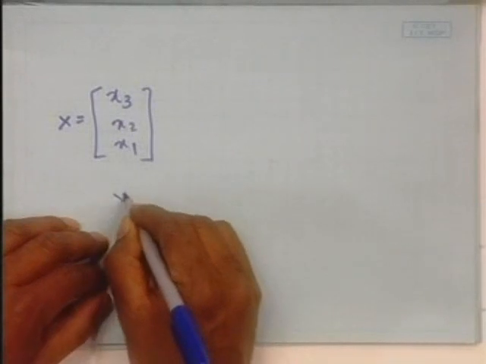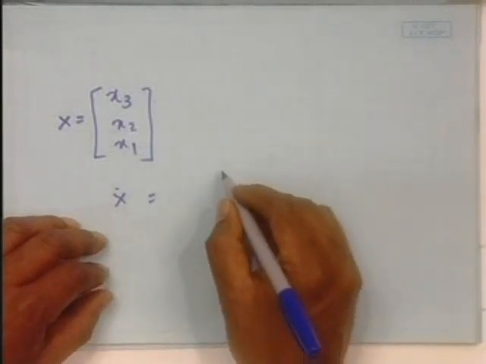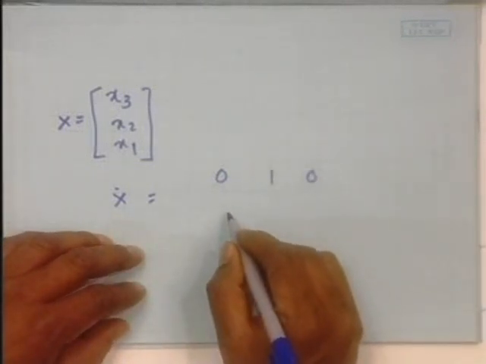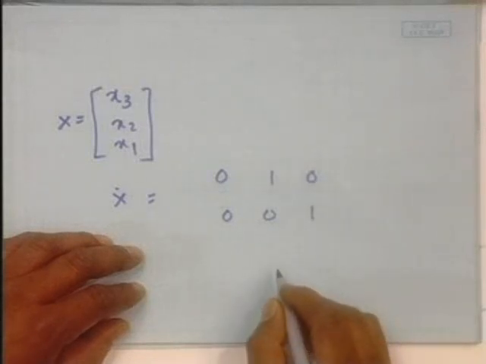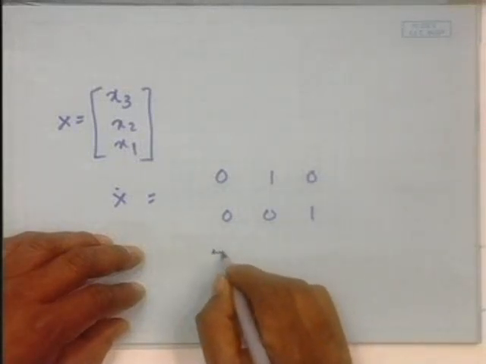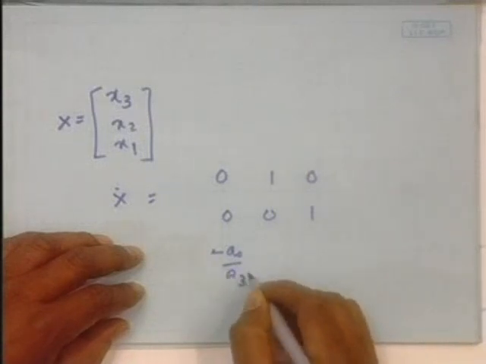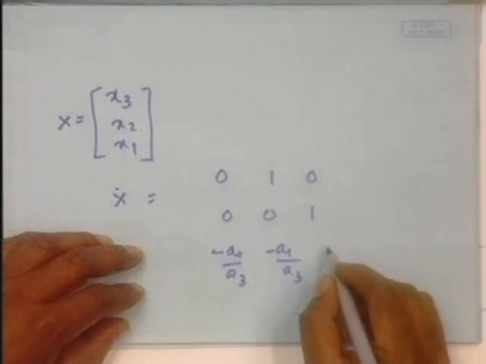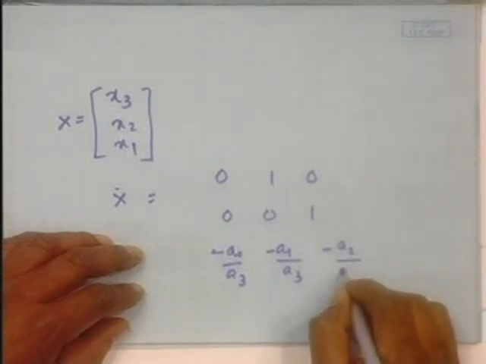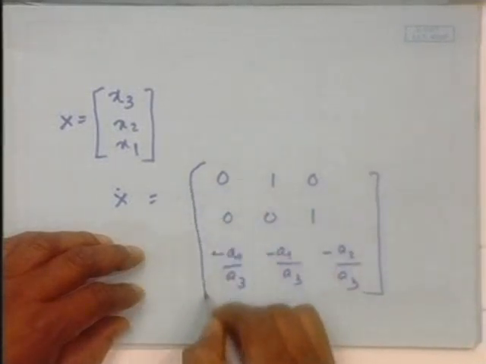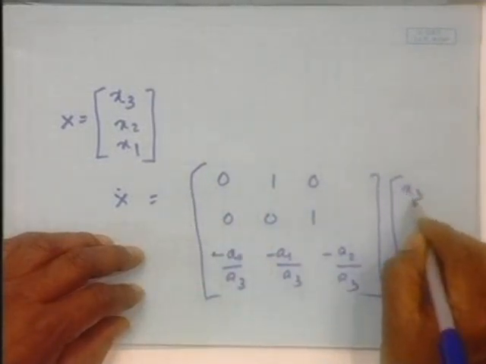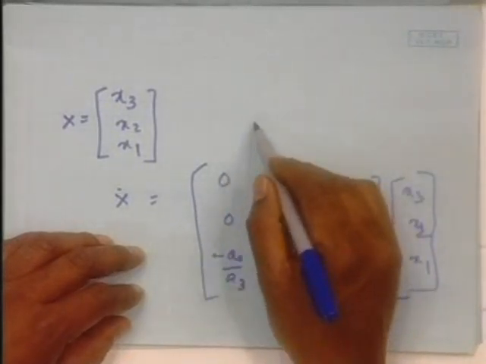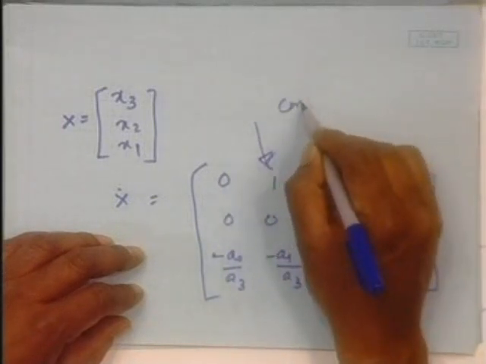So this will turn out to be x dot is equal to, you can write 0 1 0, then 0 0 1, then minus a0 by a3, minus a1 by a3, then minus a2 by a3, times x3, x2 and x1. So this kind of matrix is known as a companion matrix.